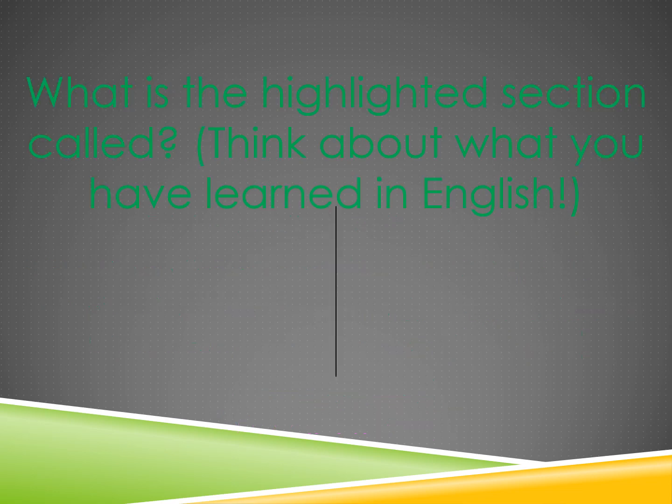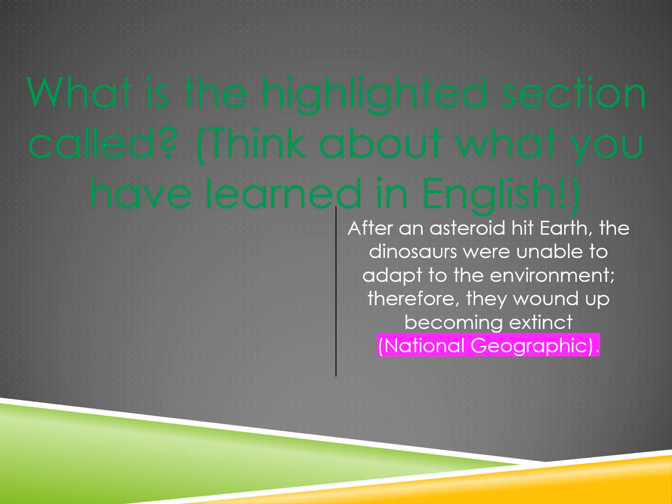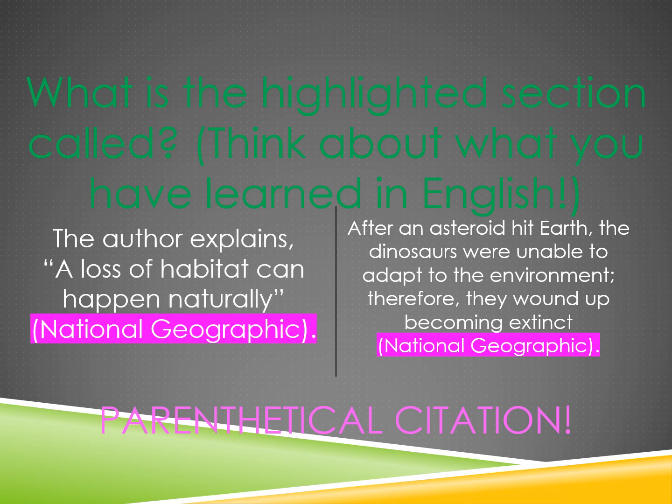So then we're going to look at this highlighted section to see if we can figure out what it's called. So after an asteroid hit Earth, the dinosaurs were unable to adapt to the environment, therefore they wound up becoming extinct. So where they have National Geographic in parentheses, I want to know what is that called. And that is called a parenthetical citation. So they have cited it, so that is their parenthetical citation. So again, if you are going to paraphrase something, you need to add a parenthetical citation as well.